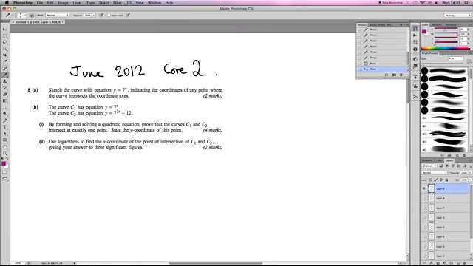To the very last question of June 2012 Core 2. It's not brilliant, but it's hard. It's the last question. Sketch the curve y equals 7 to the power of x, indicating coordinates of any point where the curve intersects the coordinate axes.